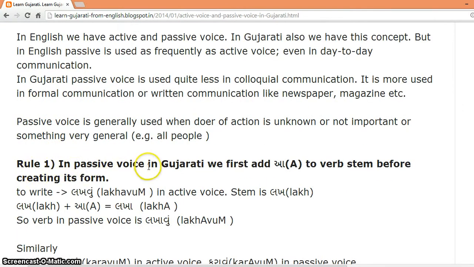In passive voice in Gujarati, we first add a to verb stem before creating its form. For example, to write is lakhavu in active voice. So stem of verb is lakh. So lakh plus a is lakha. So verb in passive voice is lakhavu.